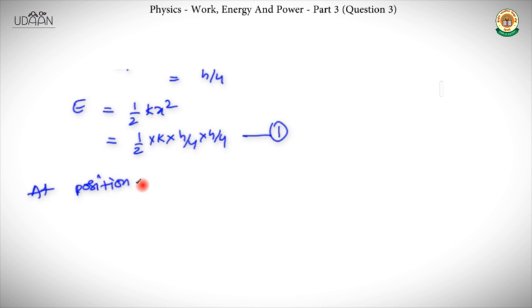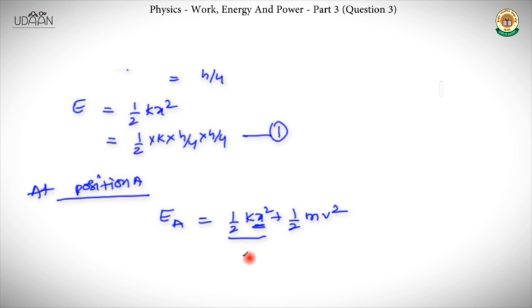Now consider the energy of the system at position A. In this position the spring is having no elongation, so its potential energy is 0, and the kinetic energy of the ring will be equal to half mv square. Let us take the velocity at position A as v. Energy at position A is equal to half k x square plus half mv square. As the elongation is 0, this part will become 0. So energy at position A will be equal to half mv square.